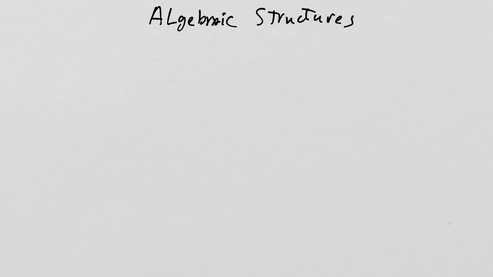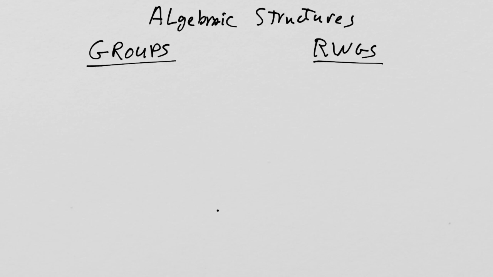So this is the second lecture in the discussion of algebraic structures. Where did we leave off last time? Last time we talked about two kinds of algebraic structures: ones that are similar to groups and ones that are similar to rings. I would call one group-like, and I might call this one ring-like.